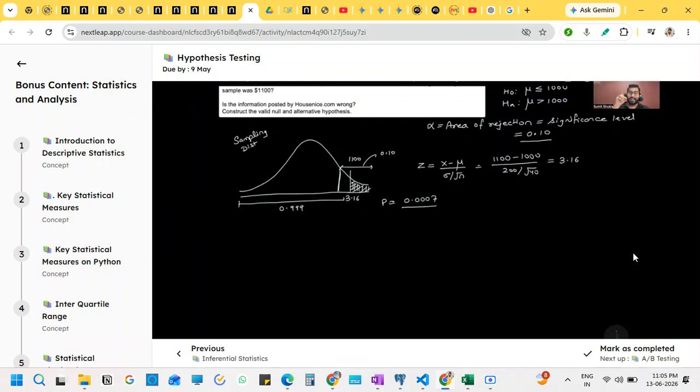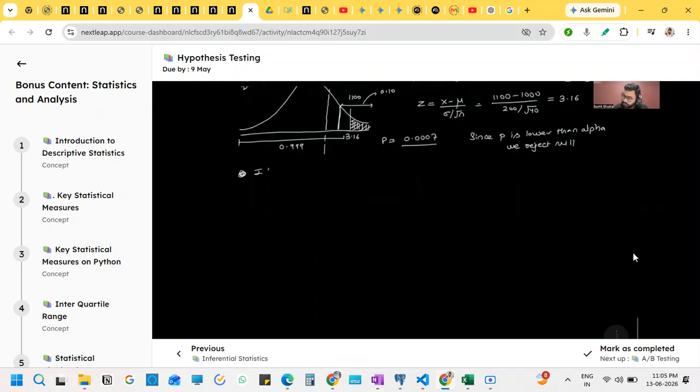Since the area of rejection is more than the p value... now if my p value was over here, let's say the p value was greater than alpha, in that case I would have said that I don't reject null. But here, since p is lower than alpha, we reject null. In simple words, you can remember this: if p is low, null will go. If p is high, null will fly. This will help you understand. If p is low, null will go, we reject null. If p is higher than alpha, null will fly, we fail to reject null.